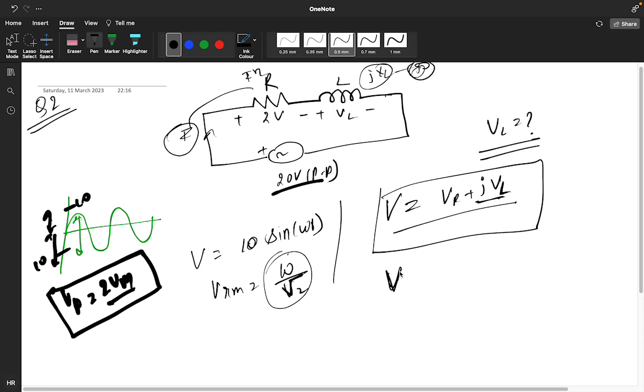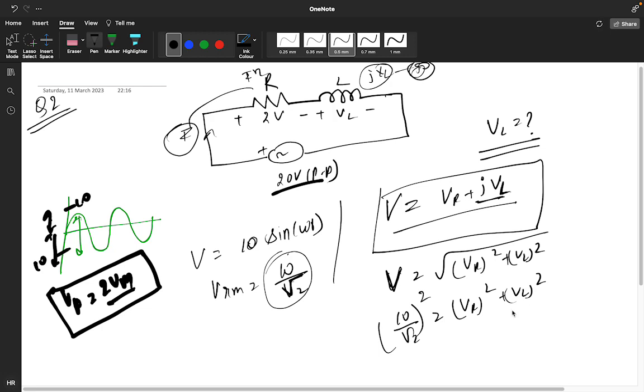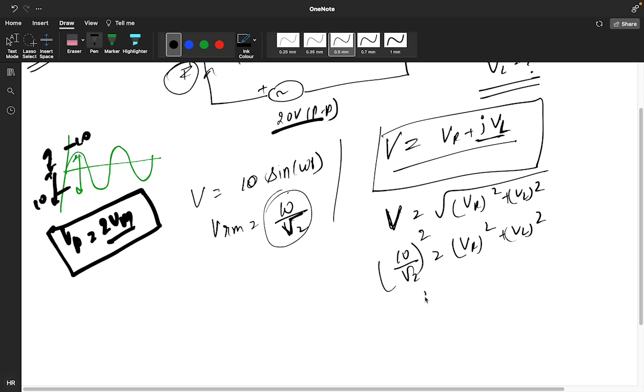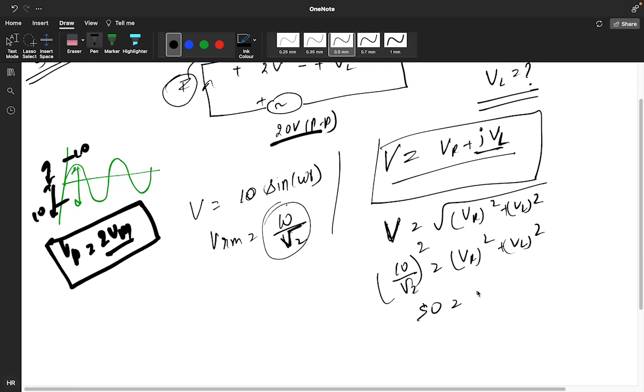So overall V can be written as VR square plus VL square. So V is 10 root 2. Take the square, you will get VR square plus VL square. So 10 square by root 2, what will you get? 100 divided by 2, that is 50. And VR is given as 2 volt, that is 4, plus VL the whole square. So the VL value will be under root 46.